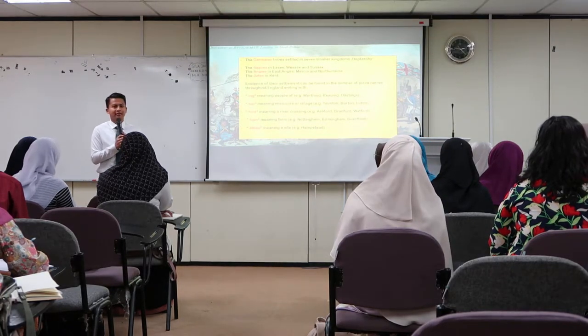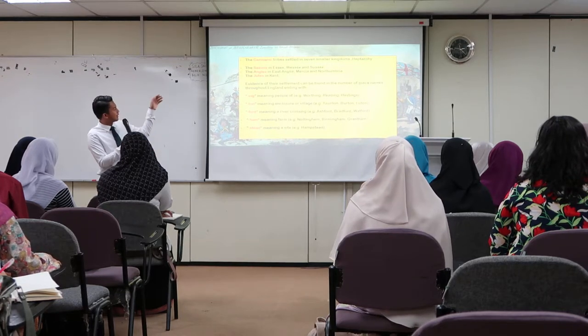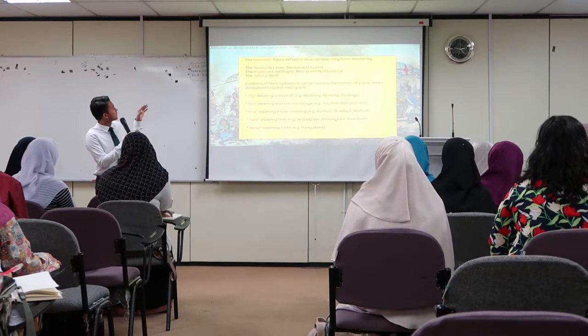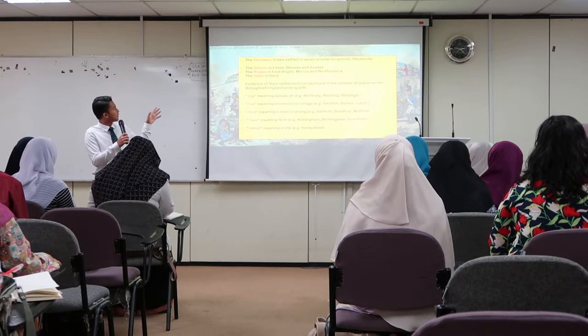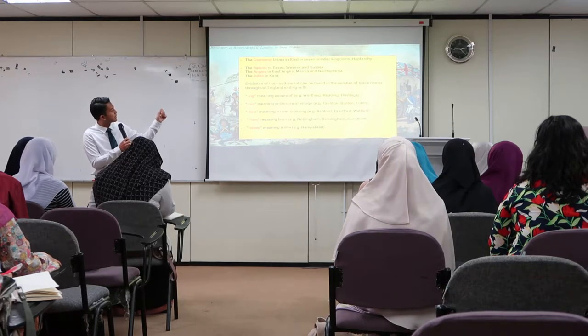Okay, so this is the interesting part. This is actually what I have told earlier, but I will make it clearer. The Germanic tribes settled in seven smaller kingdoms called the Heptarchy. As you can see, the Saxons were in Essex, Wessex and Sussex, the Angles in East Anglia, Mercia and Northumbria, and the Jutes in Kent and Hampshire.